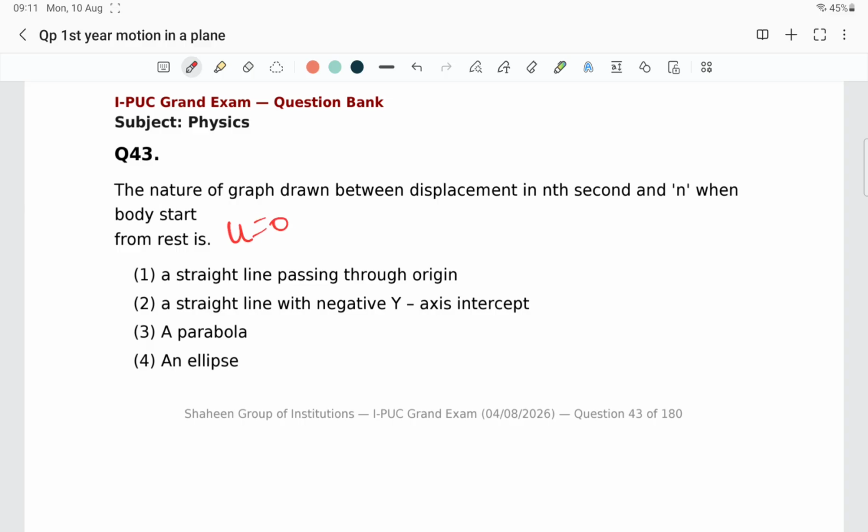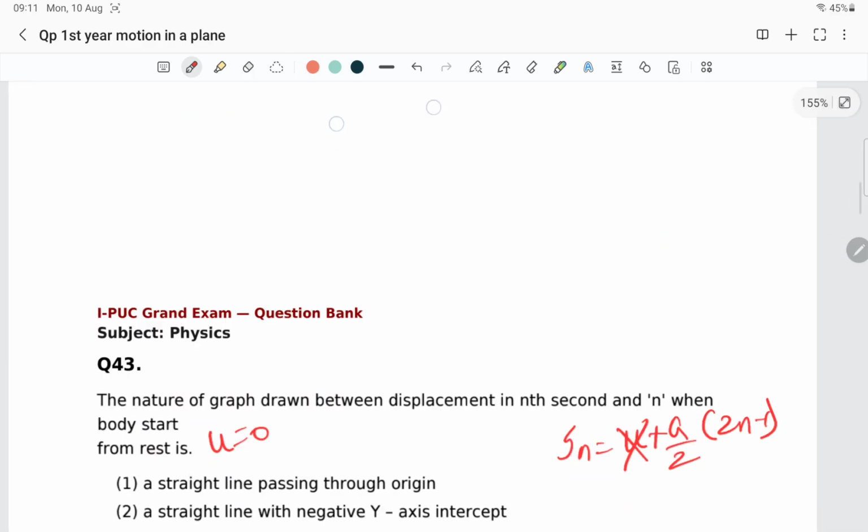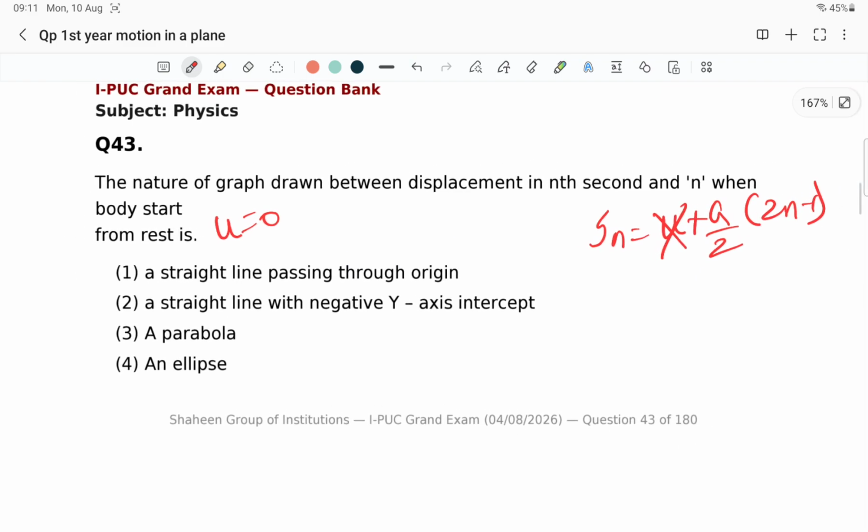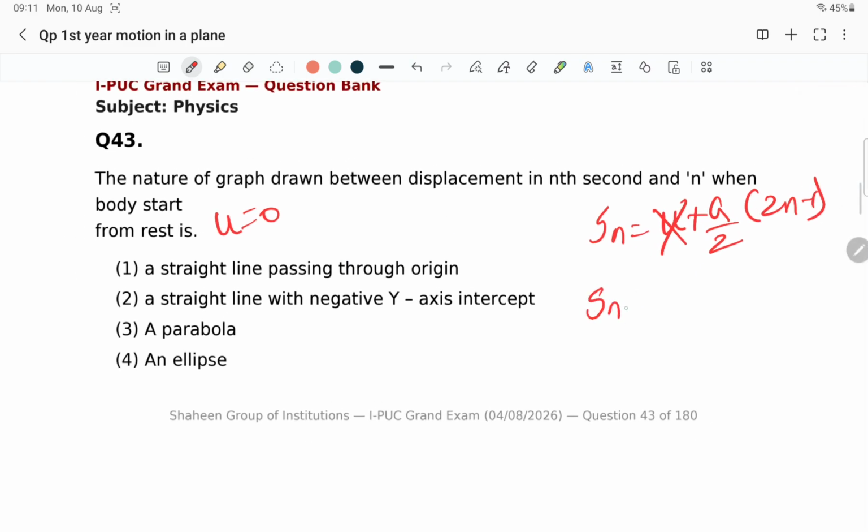So u is 0. Sn is equal to u plus a by 2 into 2n minus 1 is the formula. U goes away. So how do you solve this after this? Sn is equal to a by 2 into 2n minus 1, which is nothing but an minus a by 2. Yes, Sn is equal to an minus a by 2.